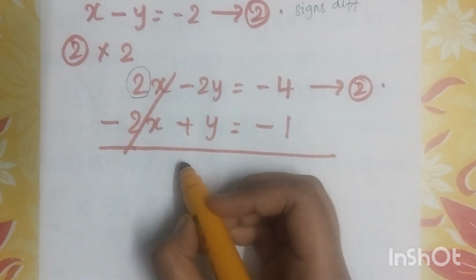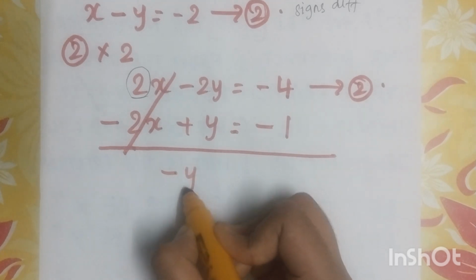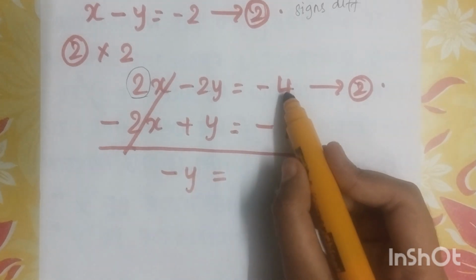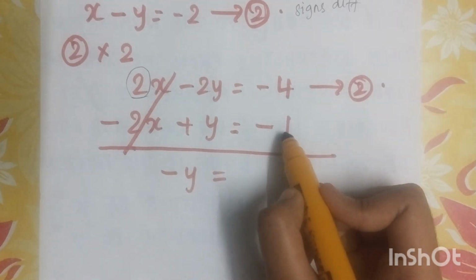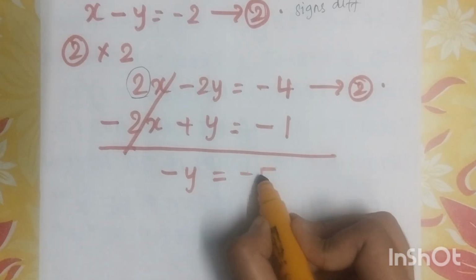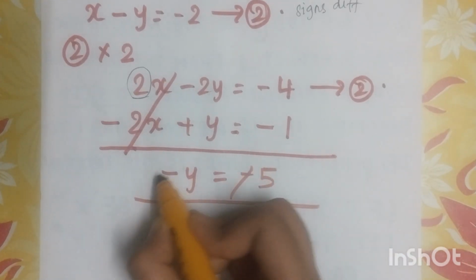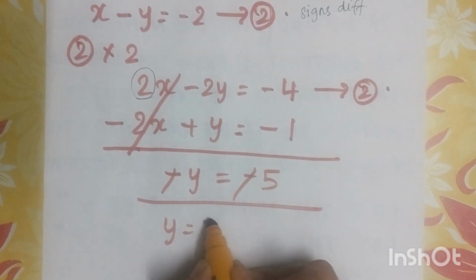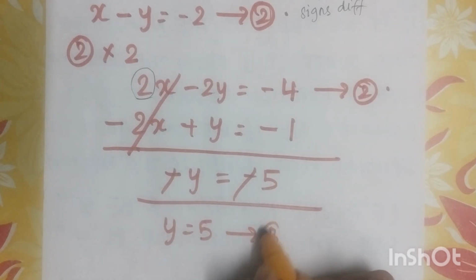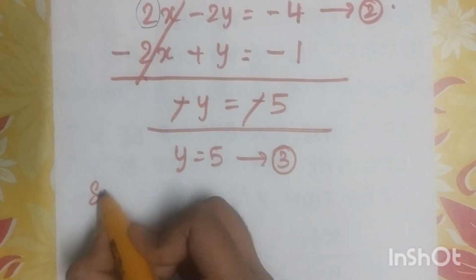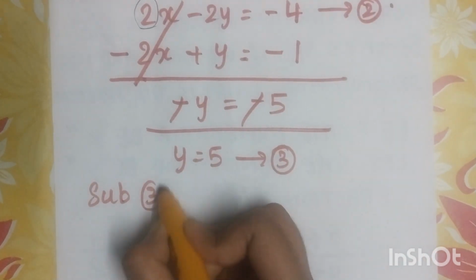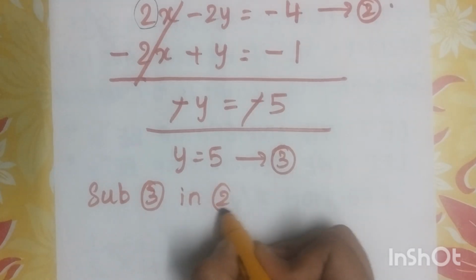Here if I subtract it, I'll be getting minus y, and here 4 and 1 is minus 5. So here minus gets cancelled, so y is equal to 5. I'm going to name this as 3. So substitute 3 in any one of the equations. I'll substitute in the second equation.